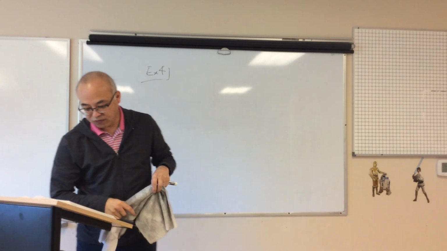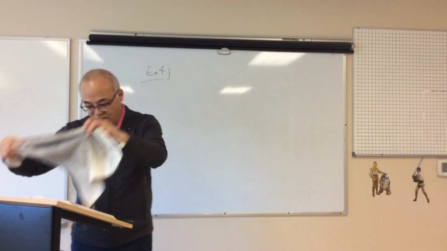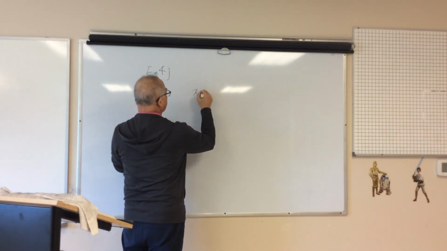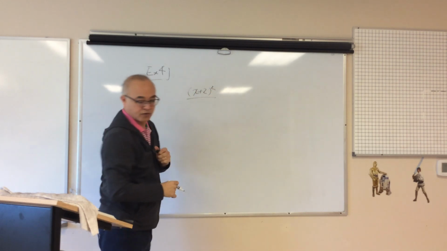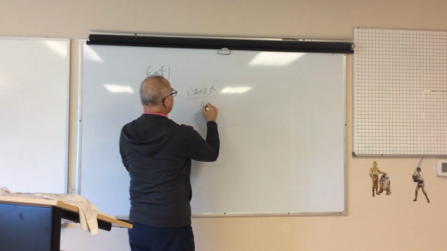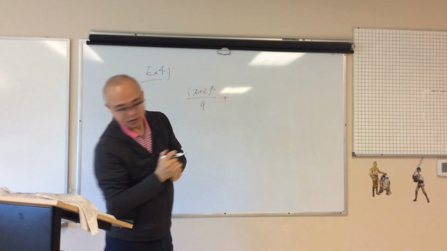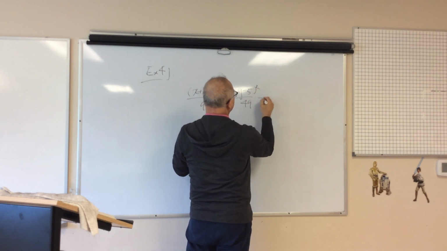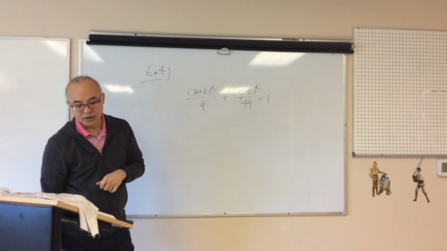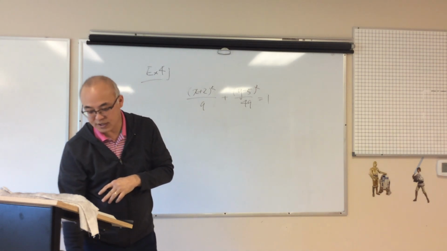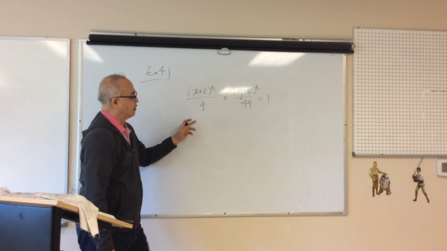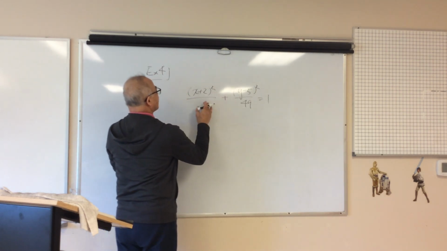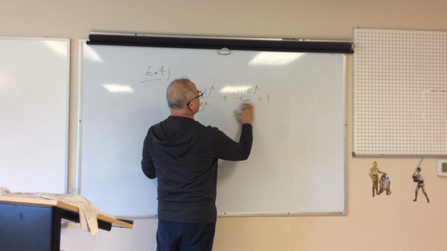Okay, now let's see if we can do example number 5. Now this one they're going to give you the equation x plus 2 squared over 9 plus y minus 5 squared over 49 is equal to 1. And they want you to find the center, vertices, and foci. Okay? So they're trying to trick you up here because this is going to be 3 squared, and this is going to be 7 squared.